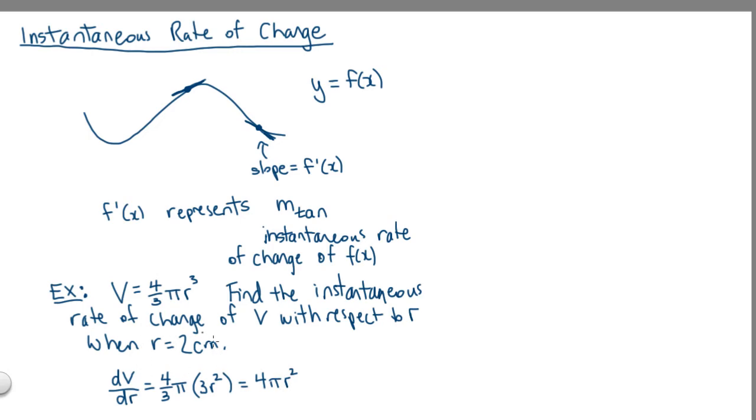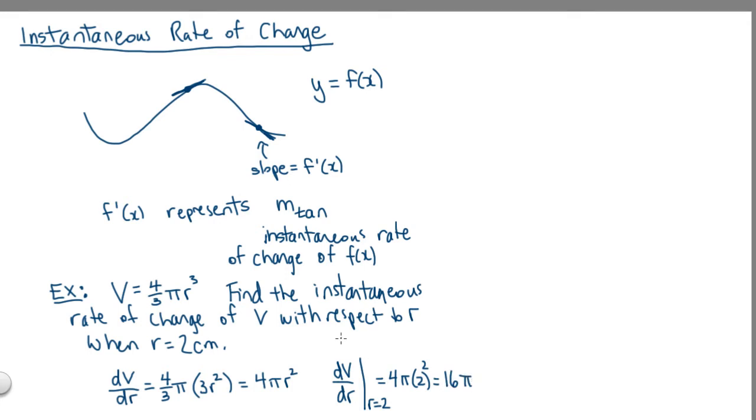Now in the question, we're asked to find this quantity when r is equal to 2. So now that we've found our derivative, we actually need to calculate dV by dr evaluated at r equals 2. In other words, we're just going to plug r equals 2 into this formula and see what we get. So we'd have 4 pi times 2 squared, or in other words, 16 pi.